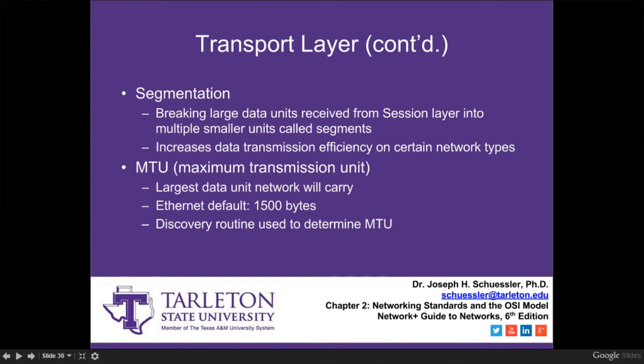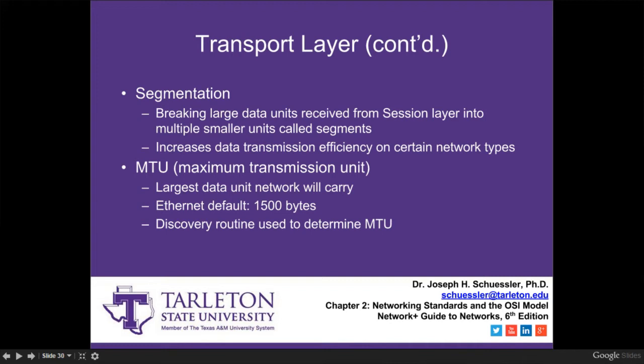In some cases, messages are much too large to send across as an entire message, as a whole file. So in those cases, we might want to break that up. And that's where segmentation comes into play. It breaks up larger data units from the session layer into smaller, more manageable chunks called segments. And this can also increase our data transmission efficiency.